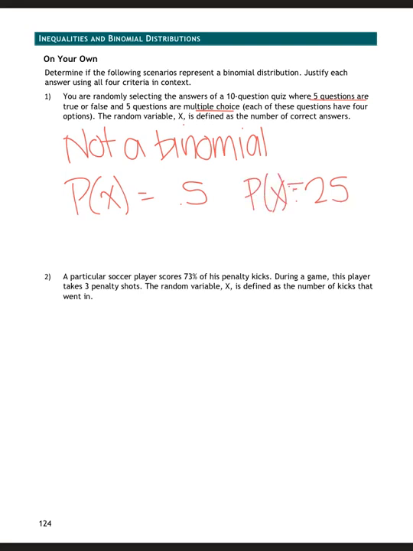And then number 2 is a binomial distribution. And you can go through those 3 trials. N is 3. Each shot has 2 possible outcomes. The probability of success is 0.73, and you are counting the number of shots that went in. So this should prepare you for the next part of binomial distributions.